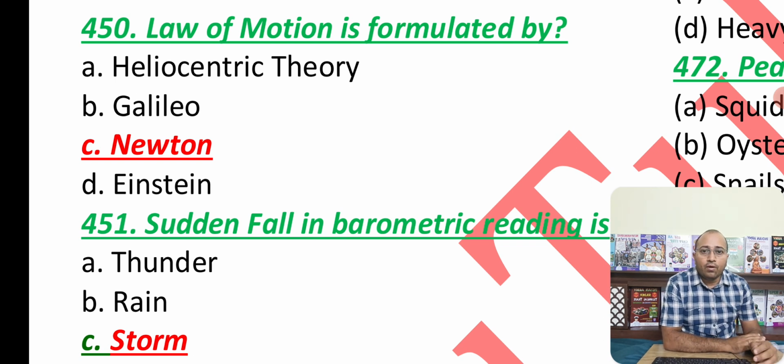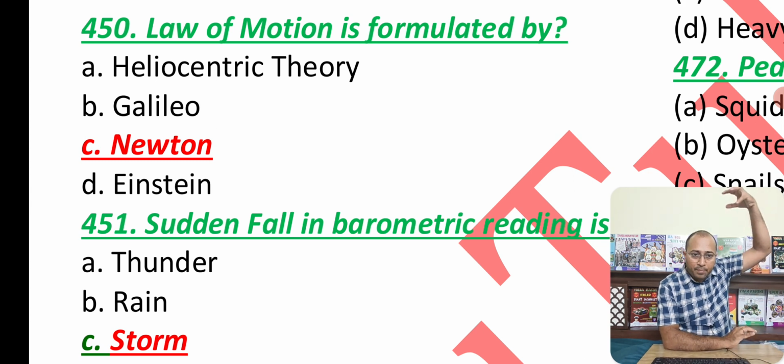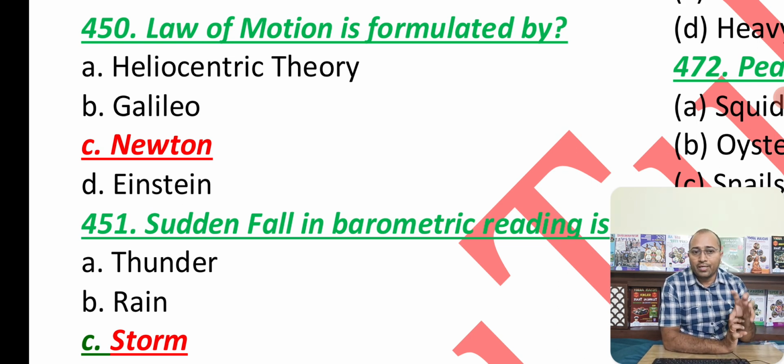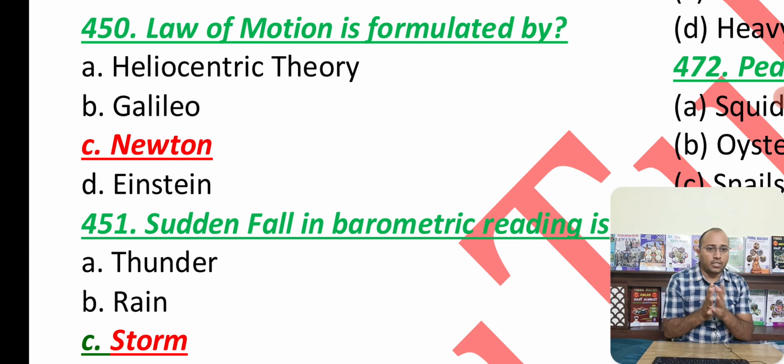Now we have the law of motion, which was formulated by Newton. You should know about Newton's theory, and you know the story of Newton, that an apple fell on his head. Now we have the heliocentric theory, that is, the sun is at the center. Galileo invented the telescope. Albert Einstein, E equals mc squared. All these things you can see in the 9th part.